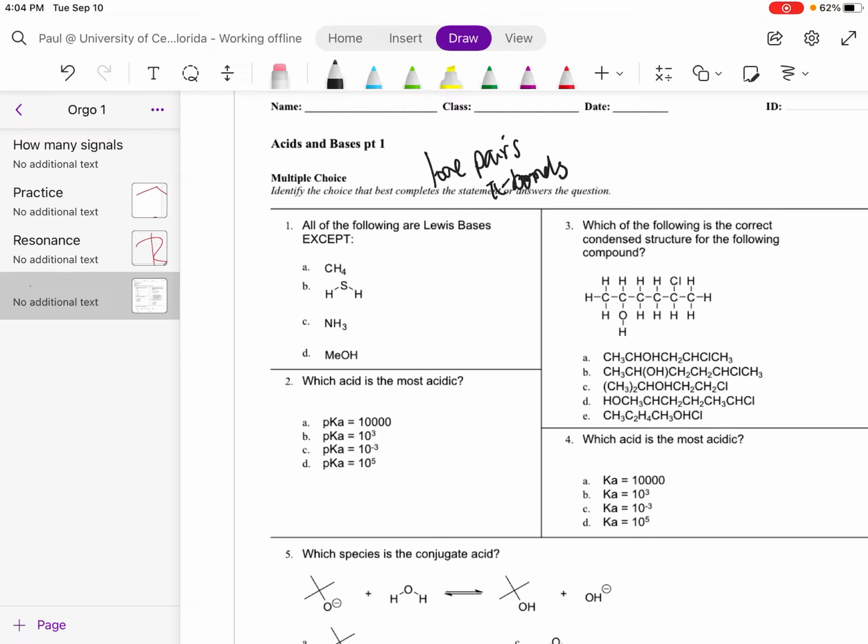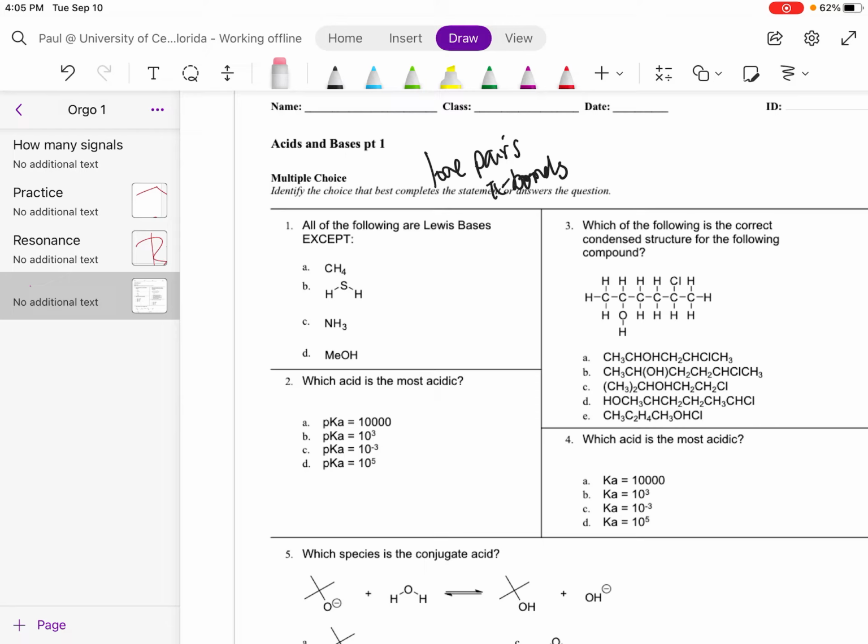And for question 1, we see we have a methyl. When you draw a methyl, what do you have? You have some hydrogens like this. Do you see around that carbon that there's no lone pair or pi electrons? So that is not a Lewis base.